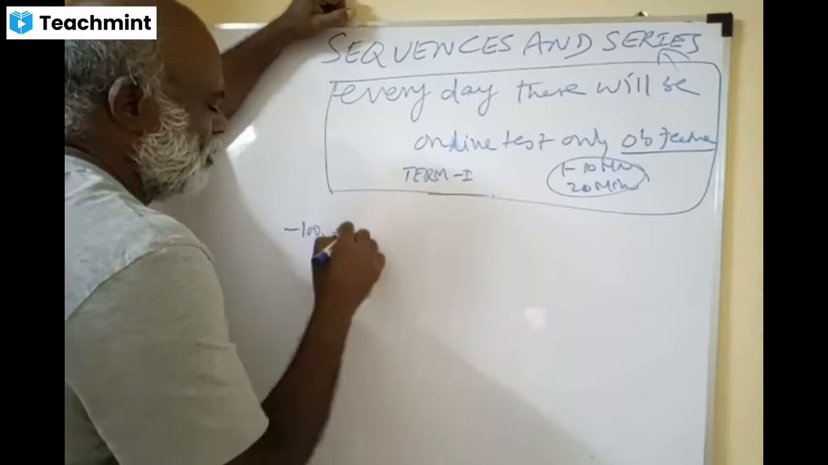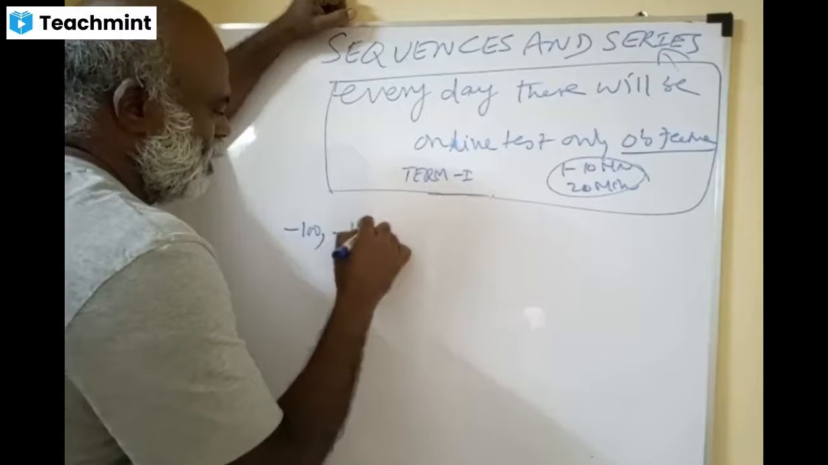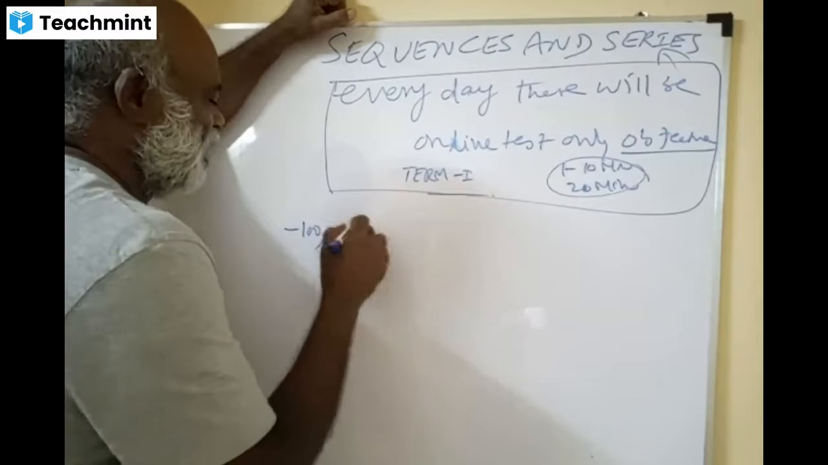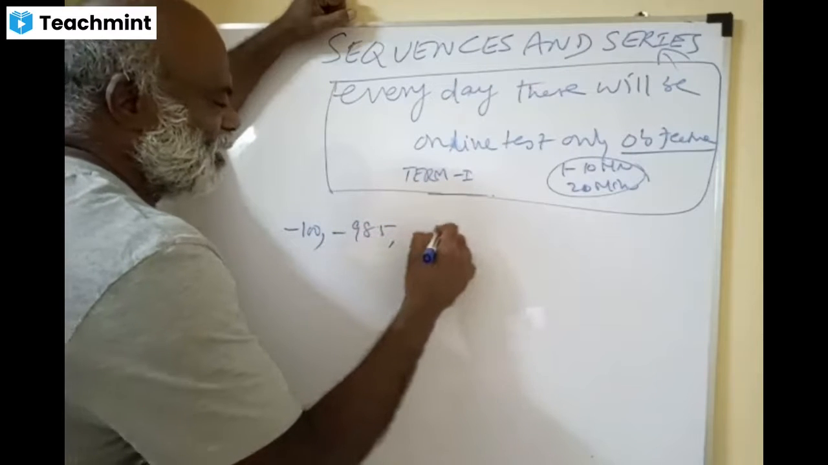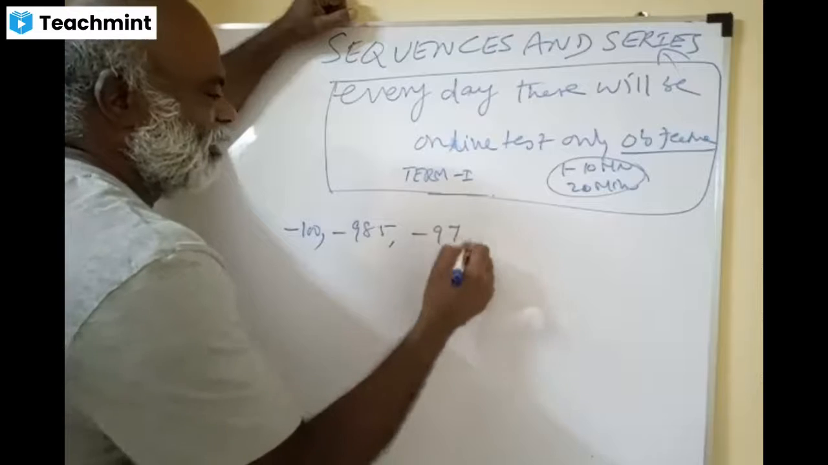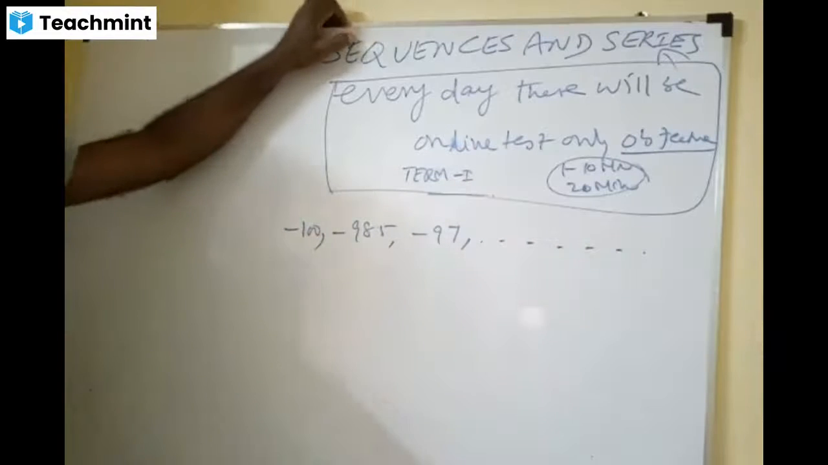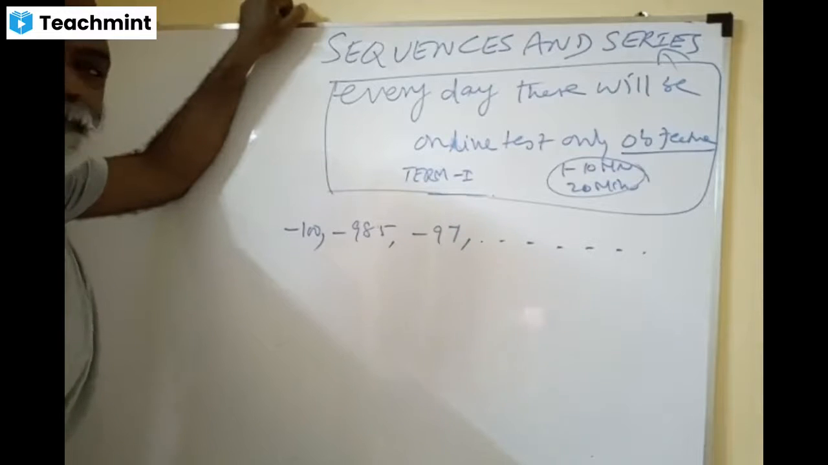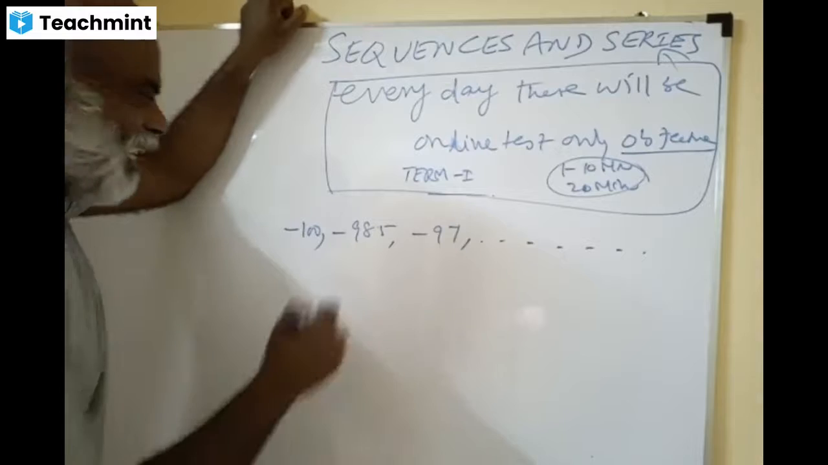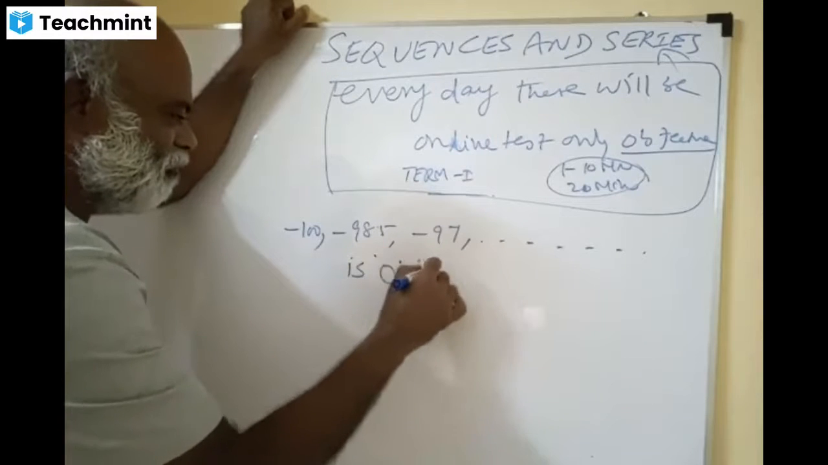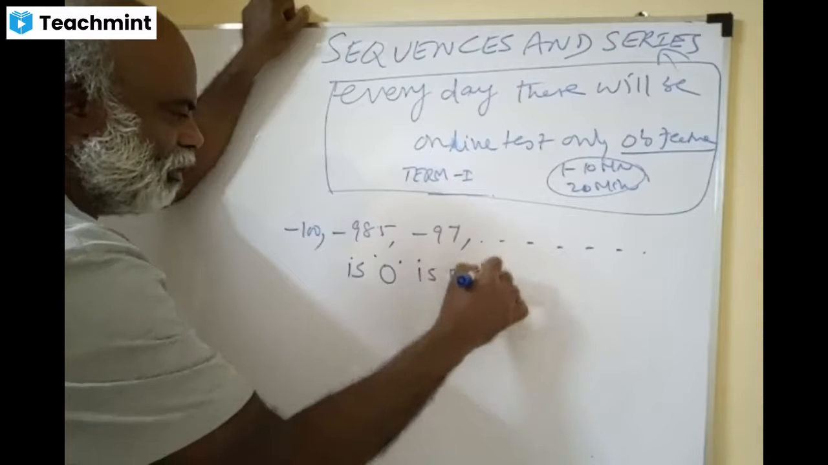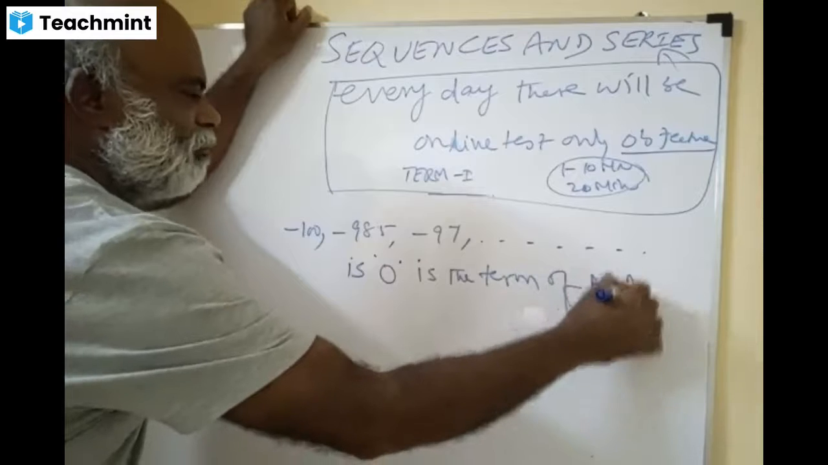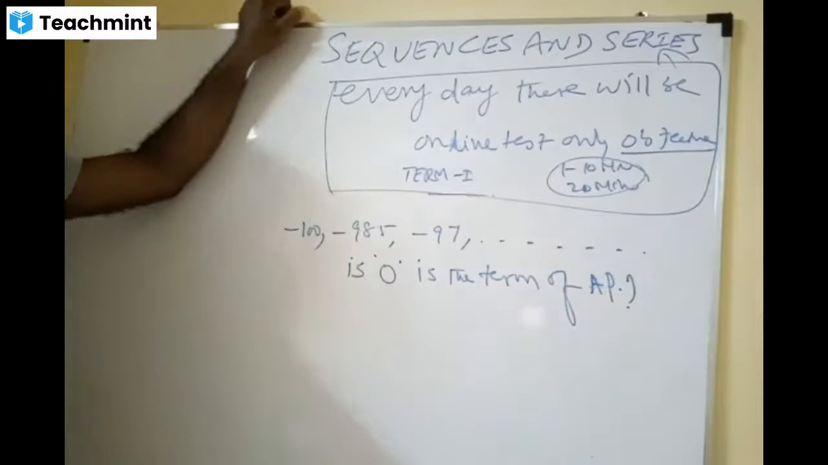Minus 100, minus 102.5, minus 98.5, minus 97, etc. Is 0 a term of an AP? Please check it now. So, a beautiful question, part number 2.